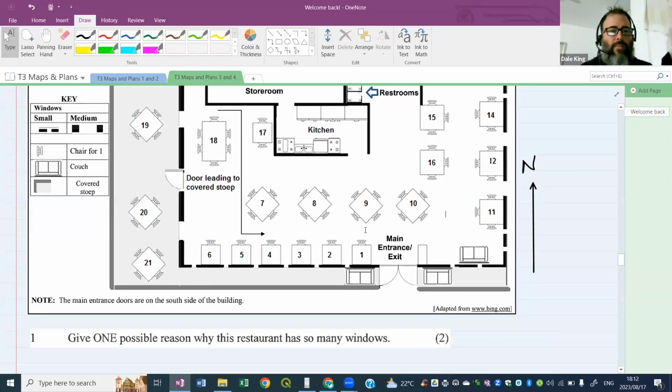Number one: give one possible reason why this restaurant has so many windows. Now, ladies and gentlemen, this is a subjective question. It's based on your opinion. The word possible in this question has got nothing to do with math.